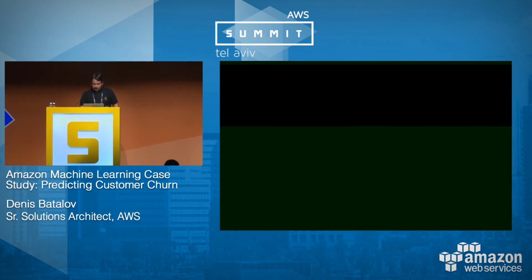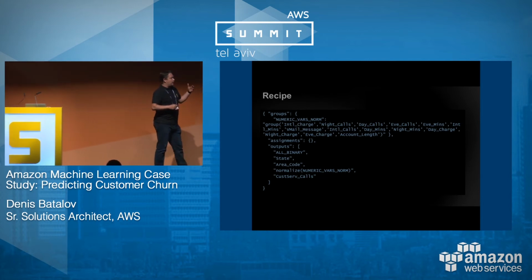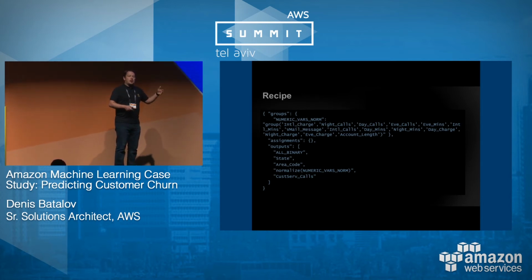Maybe if we use this, it might be a little bit more visible here. A recipe essentially tells you that you're going to perform certain operations to the input data before you pass it on to the model or to create the model.